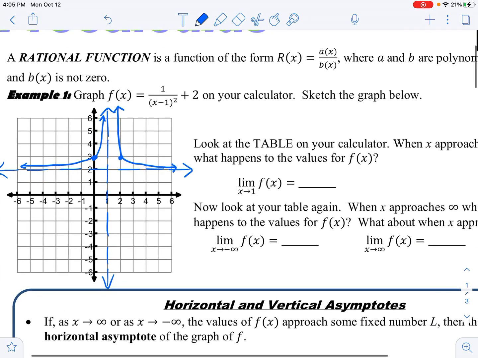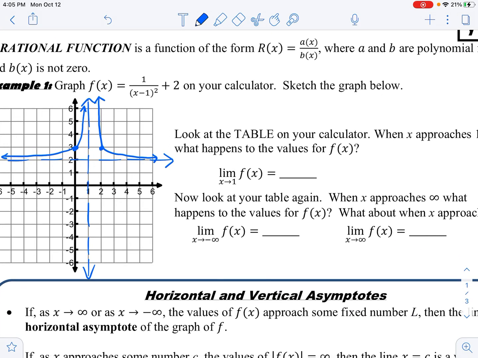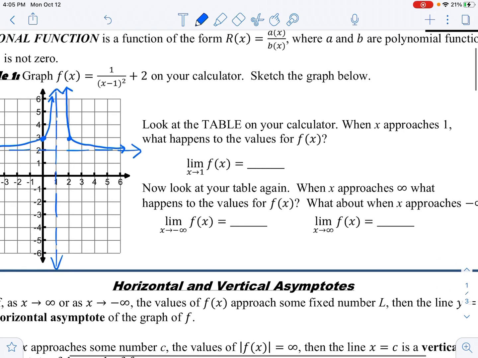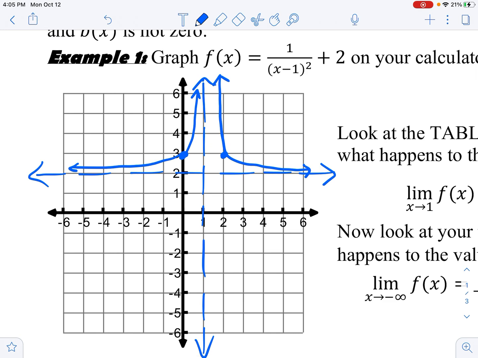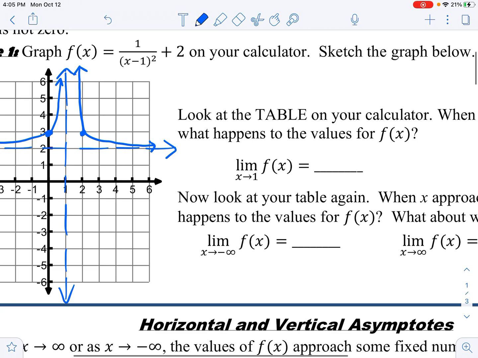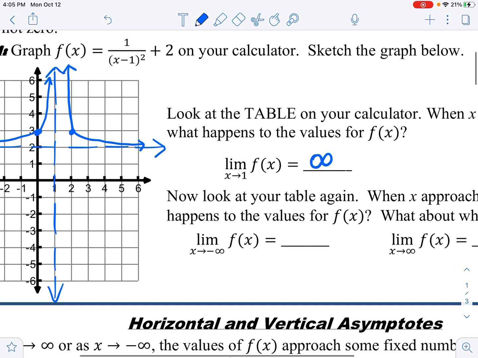So here it says look at the table, but since we've learned about limits, we don't have to look at the table. We know how to fill this out without the help of the table. It says, when x approaches 1, what happens to the values of f of x? If I approach 1 from the left, and if I approach 1 from the right, notice they're both pointing upwards, right? So you're approaching infinity from the left, infinity from the right. So your limit as x approaches 1 is infinity.